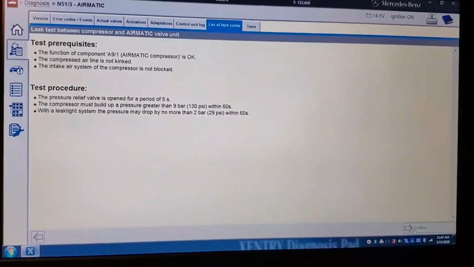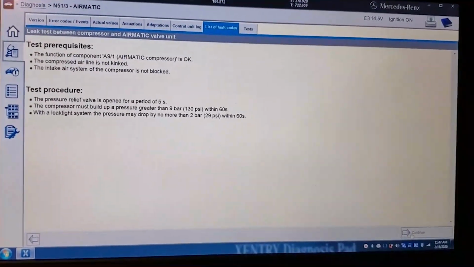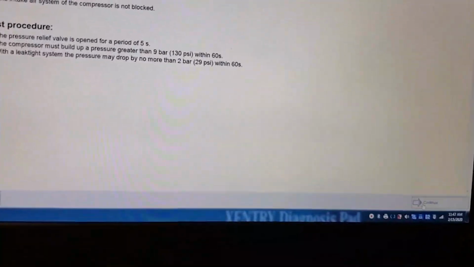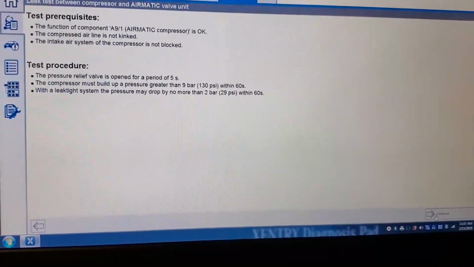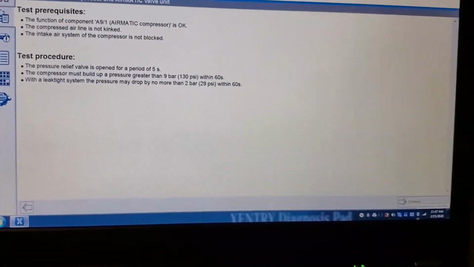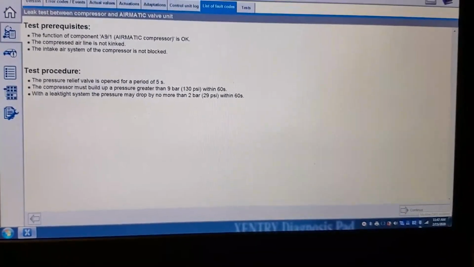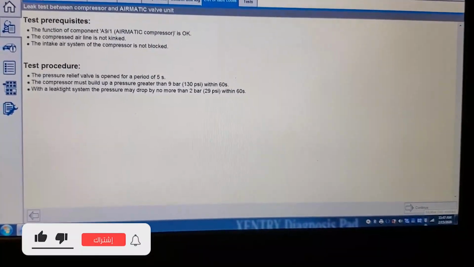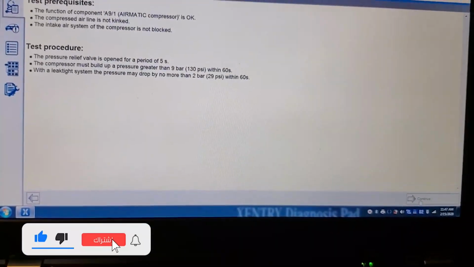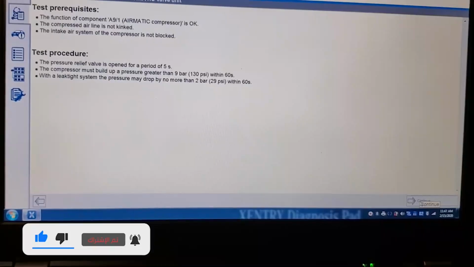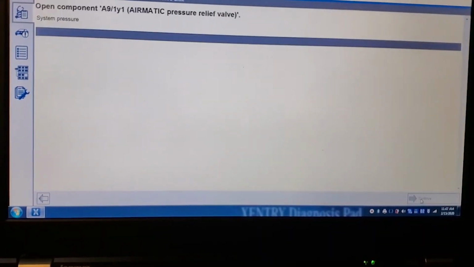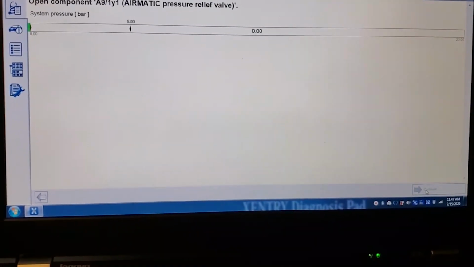Okay, so we are going to check here the leaky. This is a test, so let's go. It's okay, the compressor air leak is not linked. Airlines are not linked. The intake air pressure, okay, it's not blocked. Let's see what they mean by that.